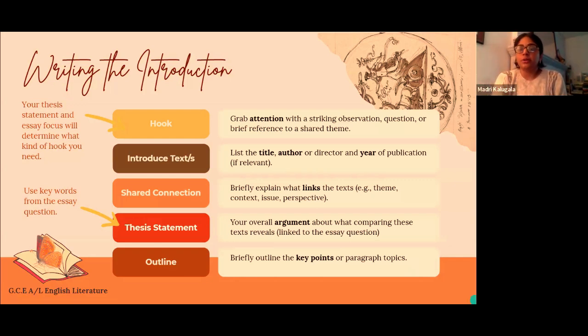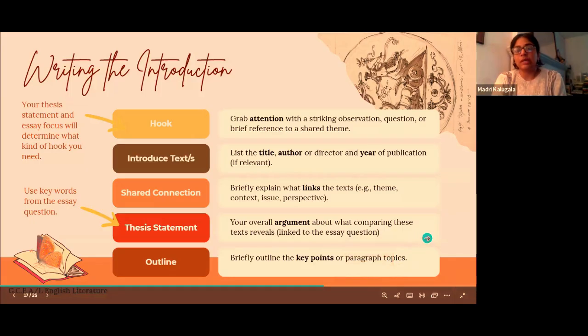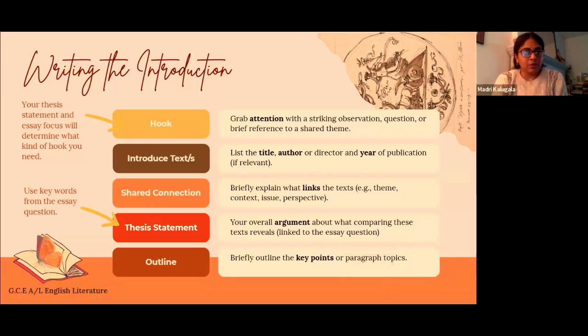Those three points are going to be your paragraph topics, the key topics of each paragraph that you're writing. Okay. Oh yeah, one thing I want to mention: in the thesis statement, use keywords from the question. So what have they asked you to do? Are they asking you to look at religion and morality? Make sure you use those two words in your thesis statement, okay?